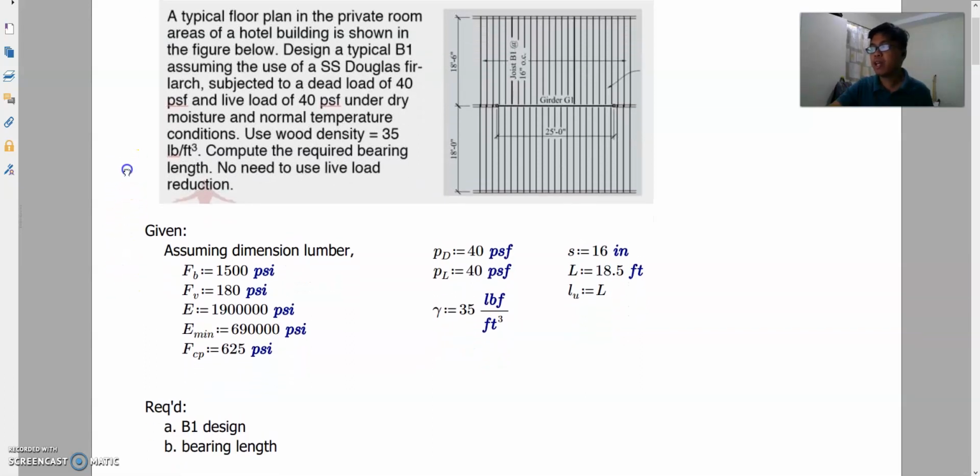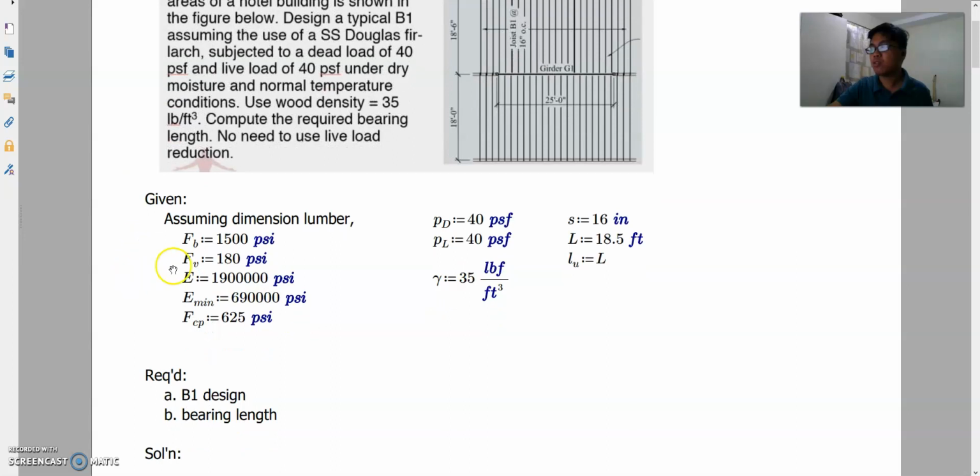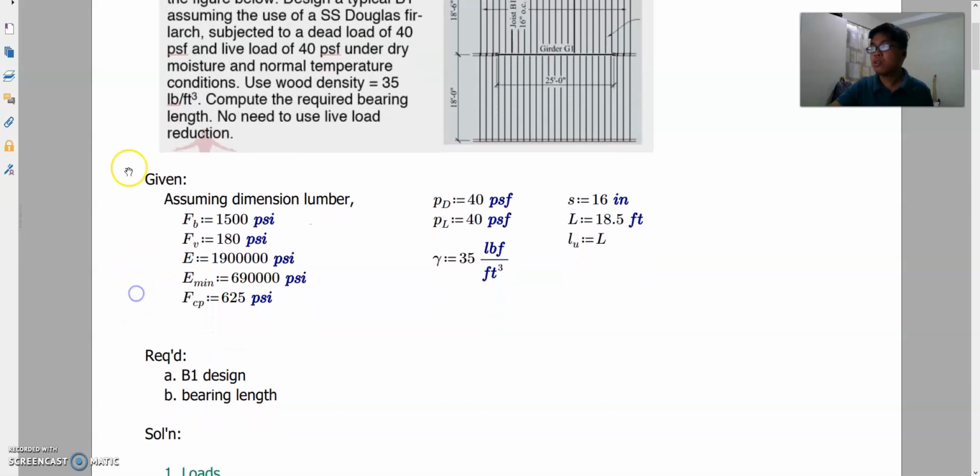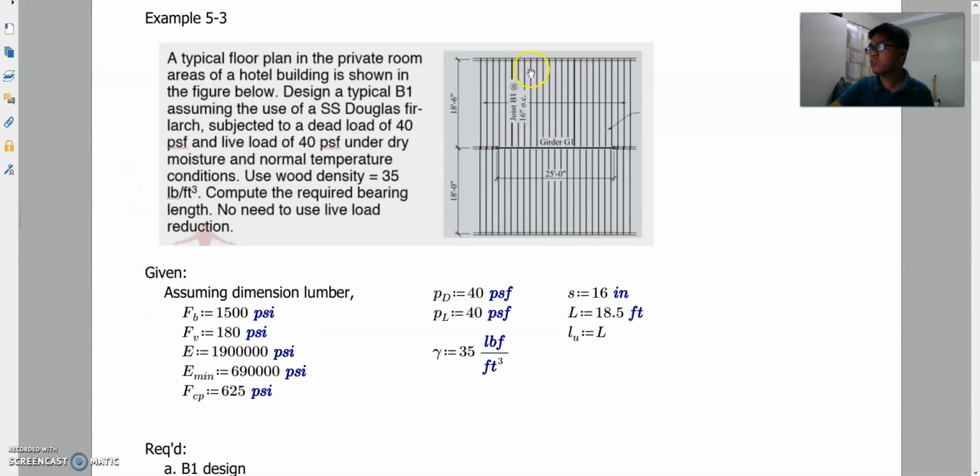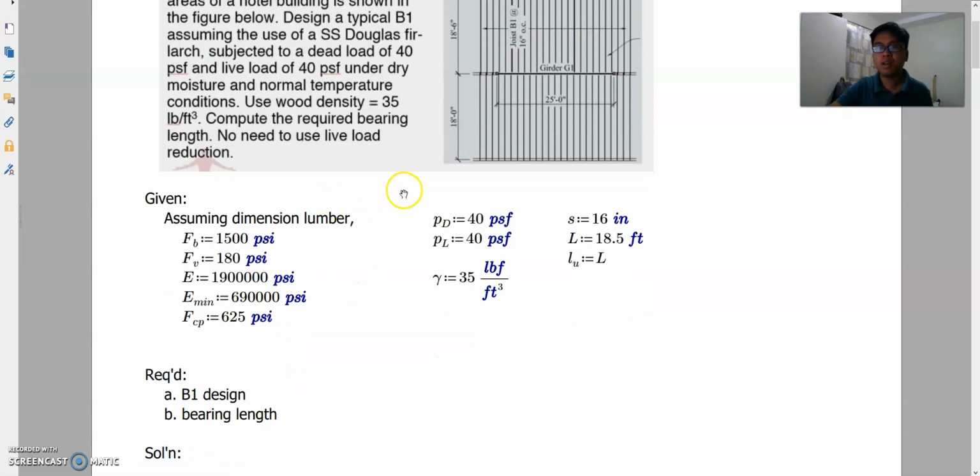Compute the required bearing length. No need to use live load reduction. Okay, since this is a joist as indicated in the problem, and of course as we can also observe from the configuration, it is safe to assume that we're going to use a dimension lumber.